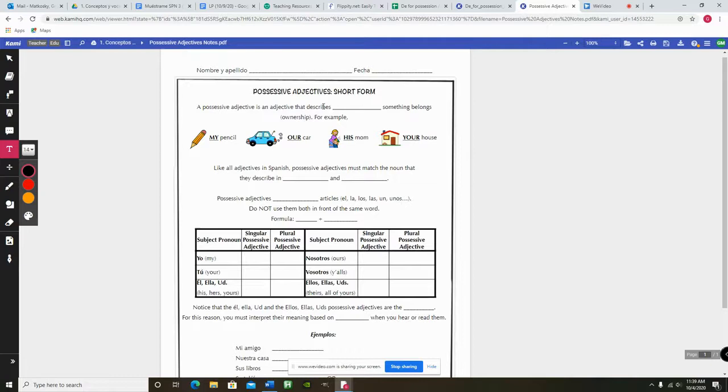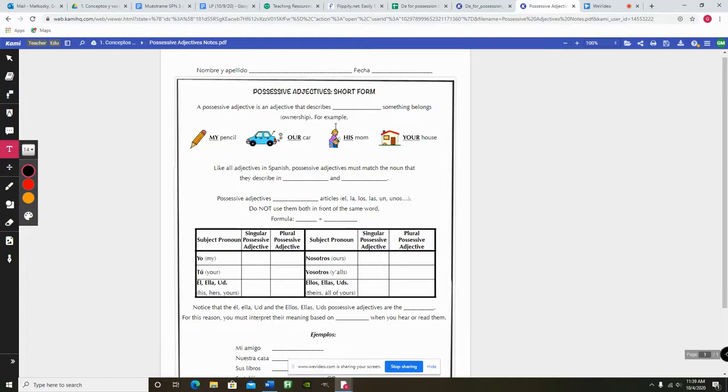Earlier in the week, or in the day, because you might have gotten through all the videos so far, we learned how to use de for possession. We had some video notes that we took. This is something a little bit different than de for possession. Possessive adjectives are the words for my, your, his, her, our, and their. So I'll just go through the notes and fill them in for you.